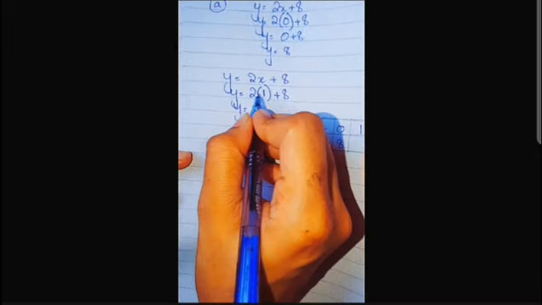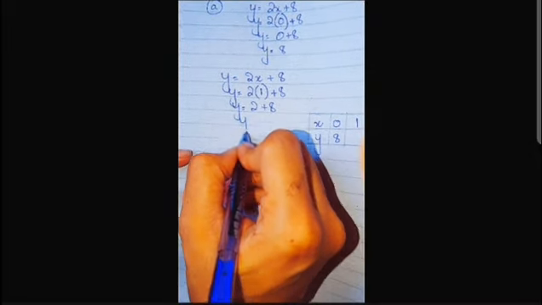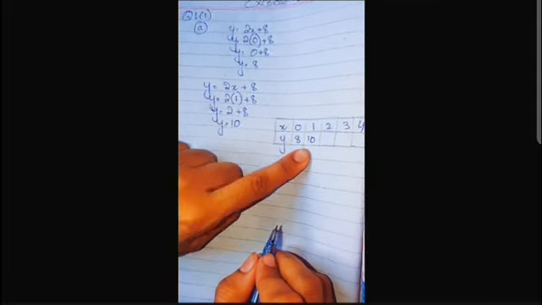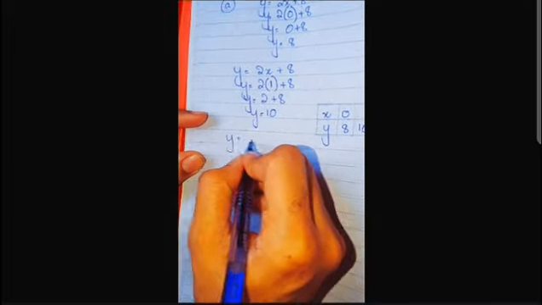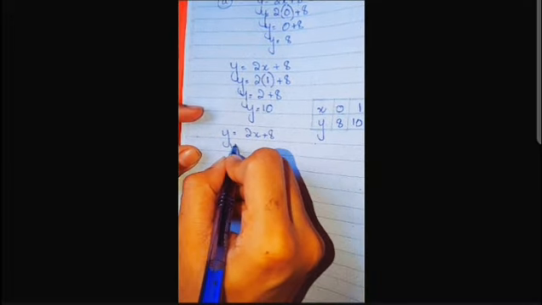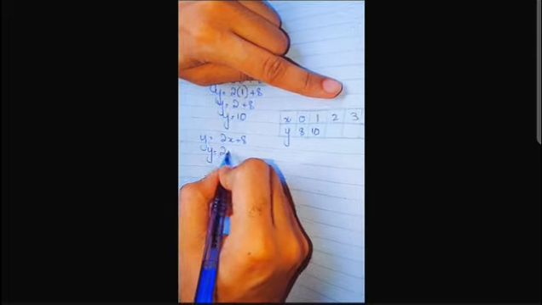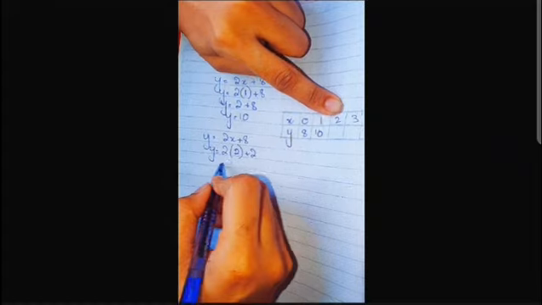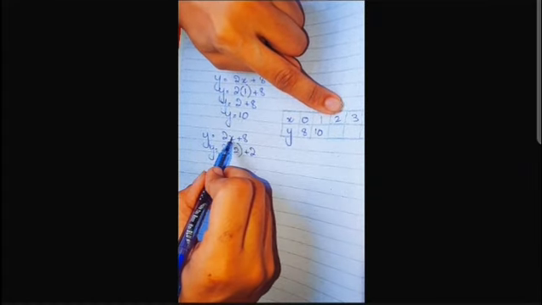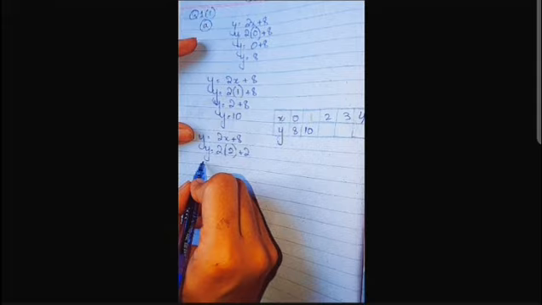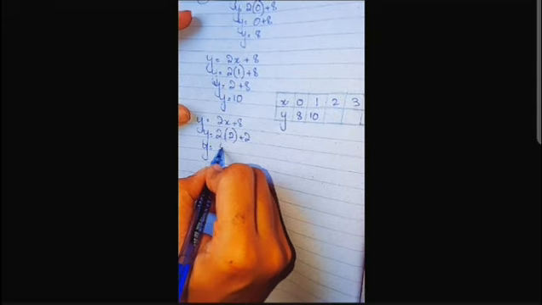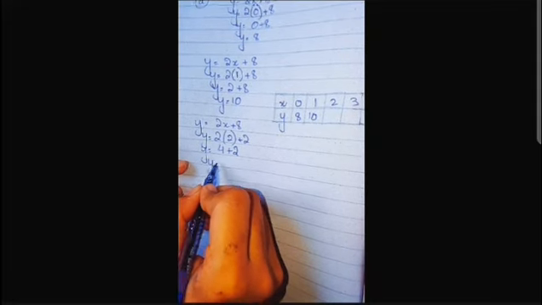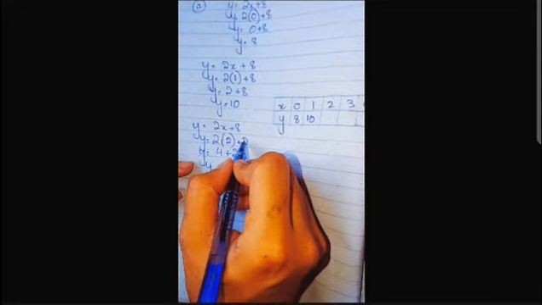Again I am solving the same equation, 2x plus 8. In place of x now we have to take the value of x as 2. I have written the same equation, only in place of x I have added 2. And now y is equal to 2 twos are 4 plus 8. Sorry, I had written 2. So 4 plus 8 is 12. So when x is equal to 2, y is equal to 12.